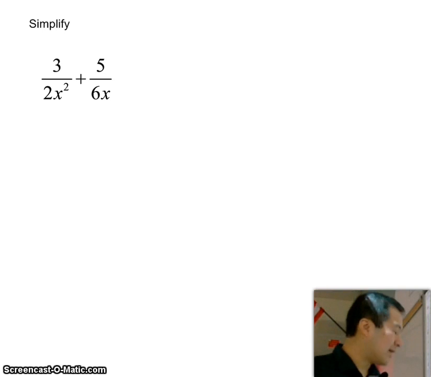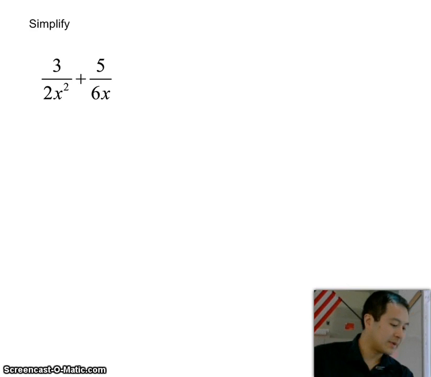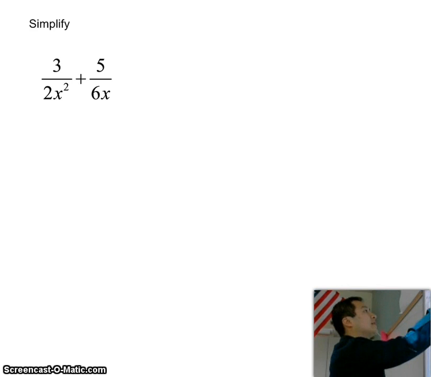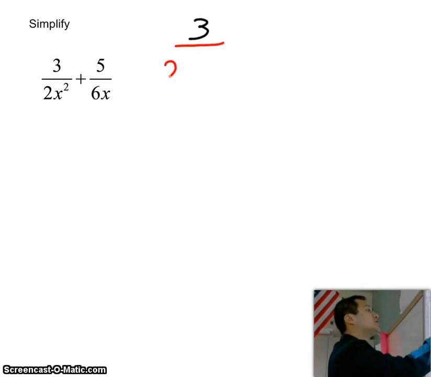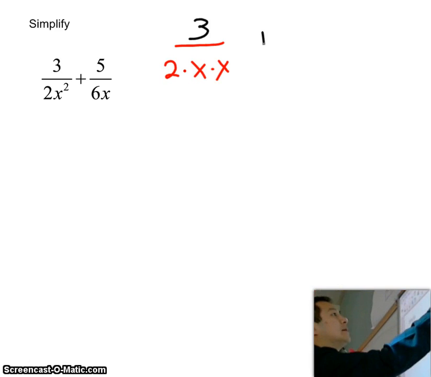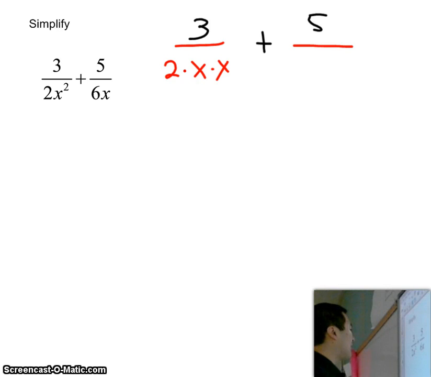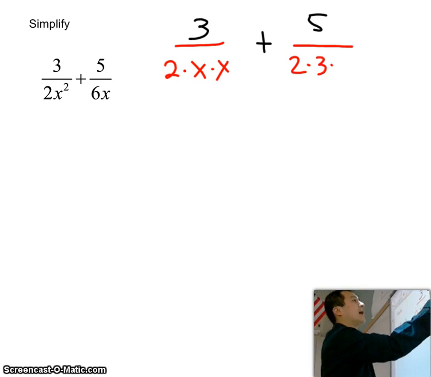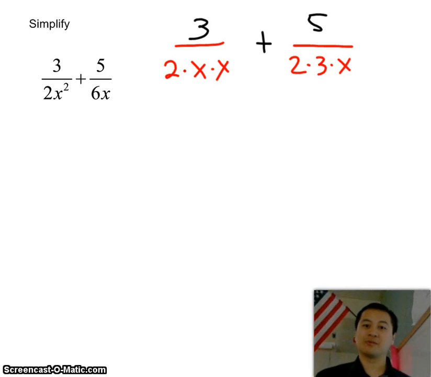Alright, breaking it down. Let's break down 2x squared. The top is still the same, 3. The bottom is 2x squared, that means 2 times x times x. Plus, the top is still the same, 5. The bottom is a little bit different. I have a 2 times 3 times x. Any questions how I got those? Obviously, you're not going to ask me now, but write it down.